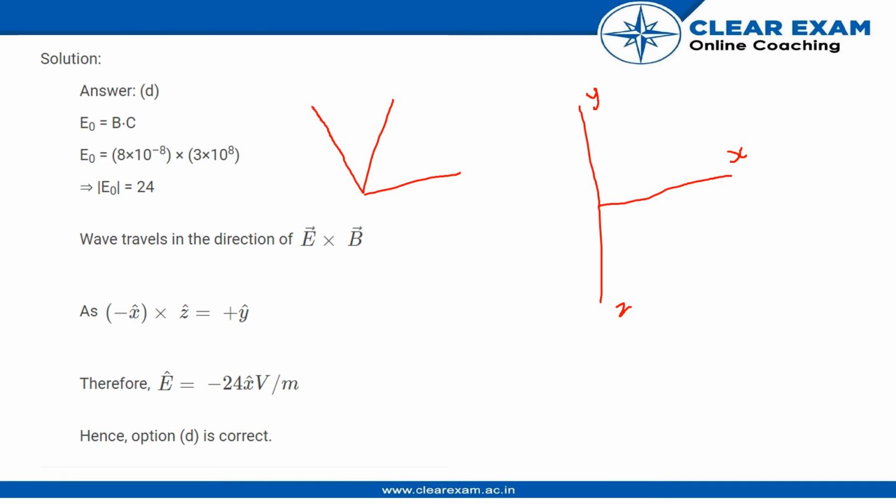So we know that it was said to be plus y cap, the direction of the electromagnetic wave, and the direction of magnetic field was given to be z cap. So z cap, when we cross multiply it by minus x, that is when we extend x in this direction, we get y cap. Now we find this by using the thumb rule, that is the cross product. So minus x cross z is equal to plus y. So therefore electric field vector's direction will now be equal to minus 24 x cap volt per meter.